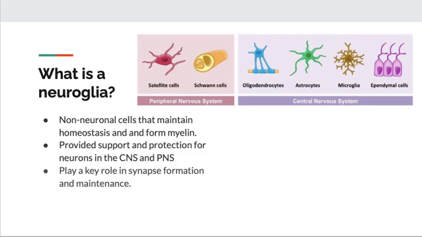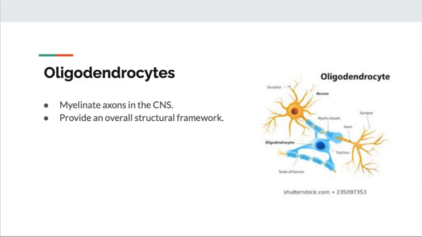Starting off with the first neuroglia, it's called the oligodendrocytes. Oligodendrocytes line up along the nerve fibers in the central nervous system and wrap their process tightly around the fibers, producing the insulating myelin sheath on the axons in the central nervous system. They provide a structural framework.